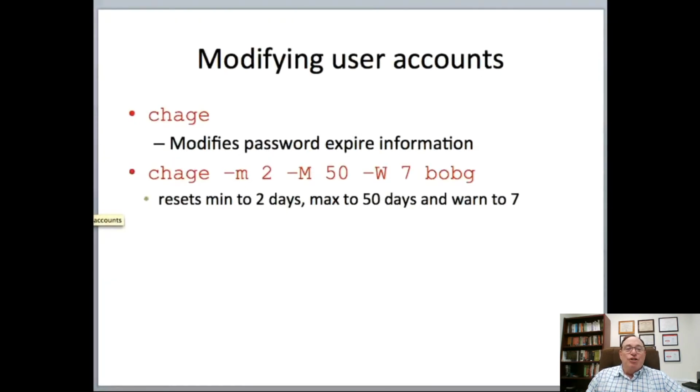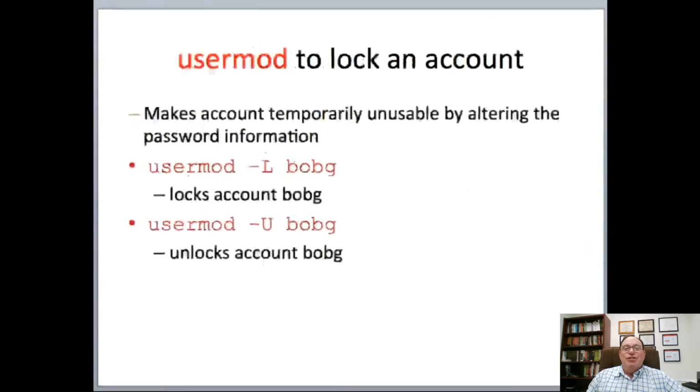When you're modifying user accounts, you want to make sure that you modify the password expire information. You could use the chage command. If you use the options, the -m, you're resetting the minimum to 2 days. You're setting the max to 50 days. You're setting the warning to 7 for the account listed.